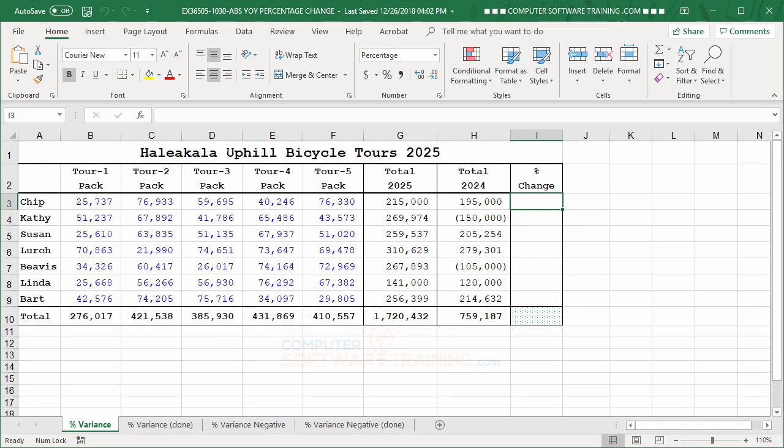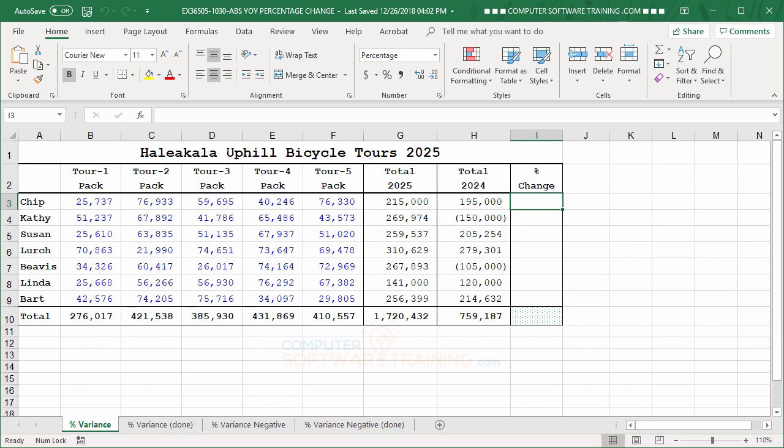In business, and I think in most forms of life, we're always comparing. We're always comparing what we did back then as opposed to what we did now. Did we do better? Did we do worse? That type of thing. This is probably one of the most popular types of calculations in business because, in fact, we are always in business comparing.